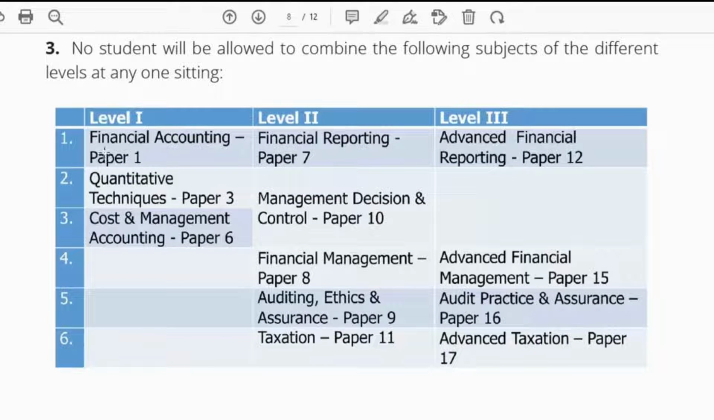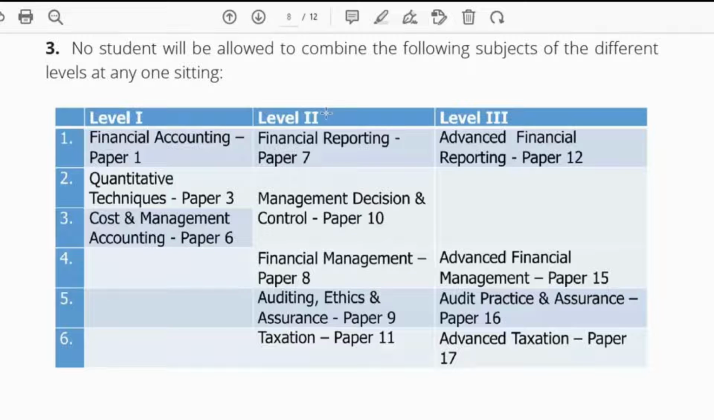For instance, financial accounting at level one cannot be taken together with financial reporting. Again, financial reporting can be done at the same time with advanced financial reporting at level 3. Then again, on level 1, quantitative techniques, which is now our paper 3, cannot be taken together with management decision and control, paper 10 at level 2. That's not going to be possible. Similarly, cost and management accounting at level 1 cannot be undertaken together with management decision and control, paper 10 at level 2.